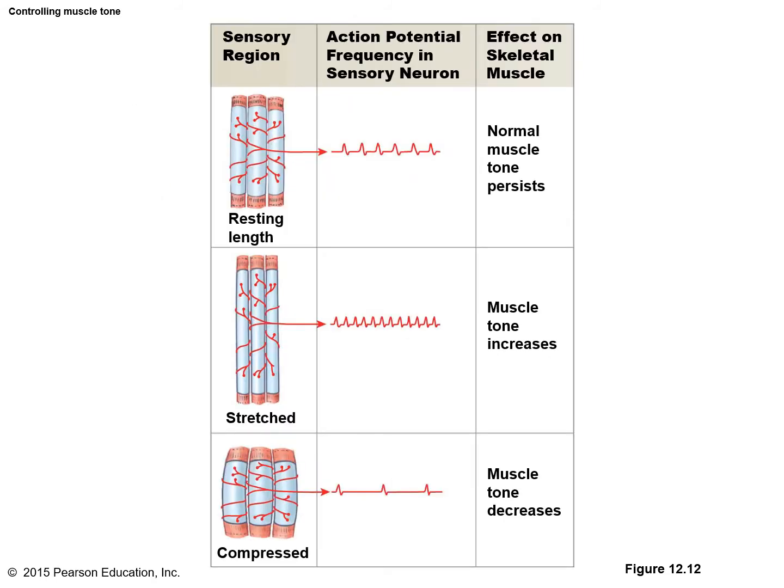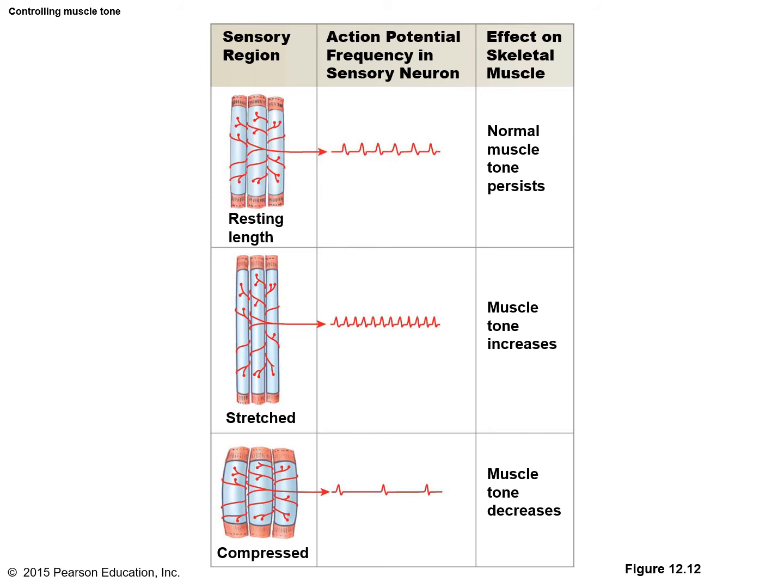Now, when we have a resting length of skeletal muscle, we have an action potential frequency in the sensory neuron that is normal. So for this reason, normal tone would persist. Now let's stretch that muscle. If we stretch the muscle, we increase the action potential frequency in the muscle spindle. Thus, muscle tone will increase. We're trying to contract it to prevent the muscle from overstretching and potentially tearing.